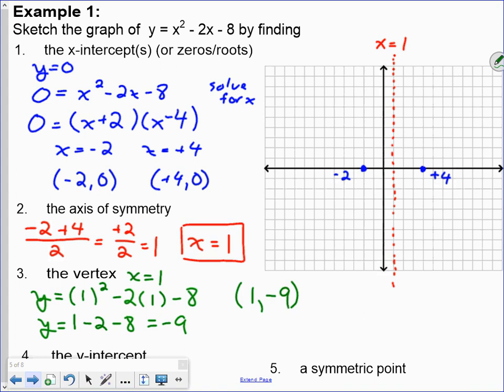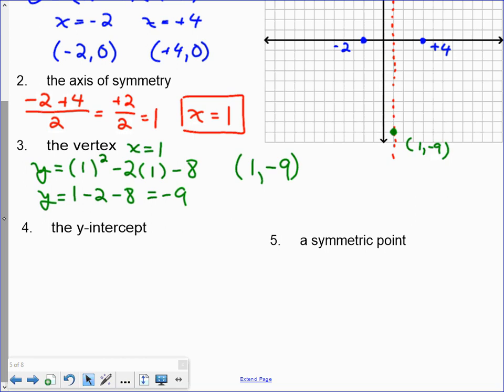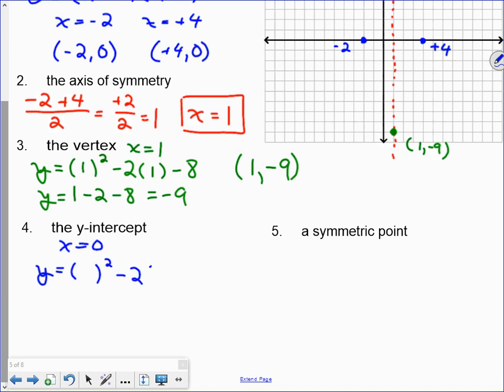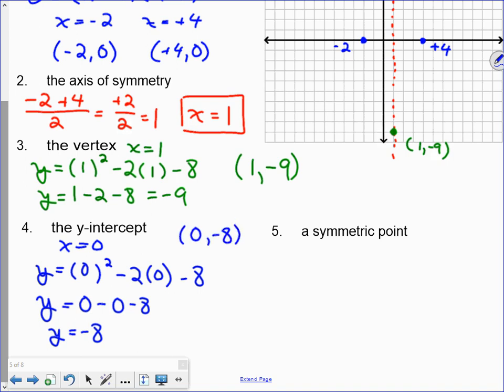So let's add that to our graph. 1, negative 1, 2, 3, 4, 5, 6, 7, 8, 9. 1, negative 9. Now we can add a few more points onto our graph here by finding the y-intercept and then a point that is symmetric to that y-intercept. Our y-intercept occurs when x is equal to 0. So just like we did for our vertex, we can take that x value and sub it into our equation. So x squared minus 2x minus 8. We're going to sub in x equals 0 here, and we can figure out what the y value is going to be for our y-intercept. 0 minus 8, negative 8. So as a coordinate, this is going to be 0, negative 8.